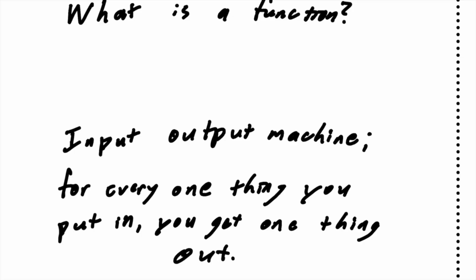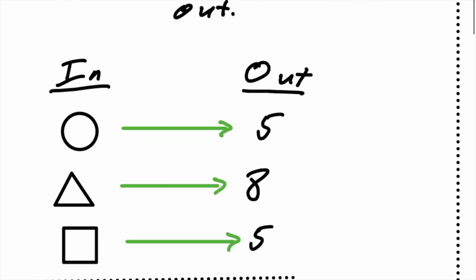What is a function? So here's how I want you to think about a function. It's actually very, very simple. It's just an input-output machine. You put something in, and then you get something out. And for every one thing you put in, you get one thing out. So, for example, if you put in a circle, you can get a 5 out. If you put in a triangle, you get an 8, or a square, you get a 5.